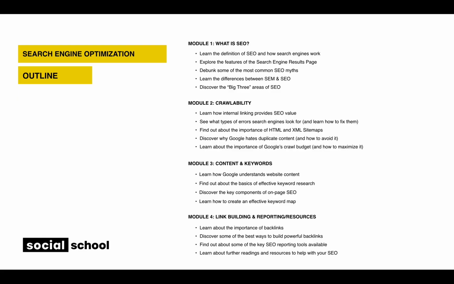So what can we expect in this module? We are going to chat about the meat and potatoes of SEO, what most people think of when it comes to search engine optimization: content and keywords. We'll first chat about how Google understands website content. Then the basics of keyword research, one of the most important skills an SEO specialist can learn, and something that can really help your business. We'll also cover the key components of on-page SEO and how to create an effective keyword map. So let's jump right into things.